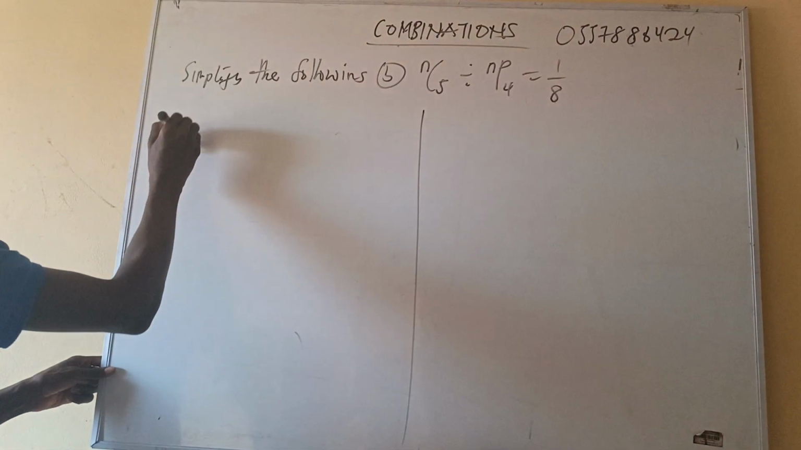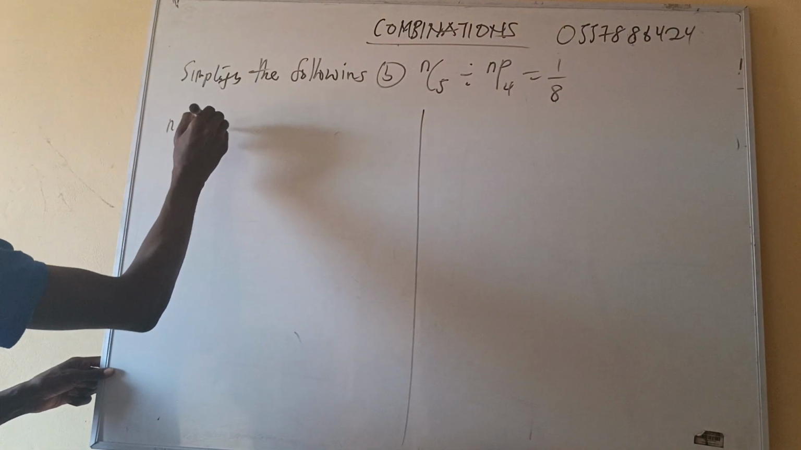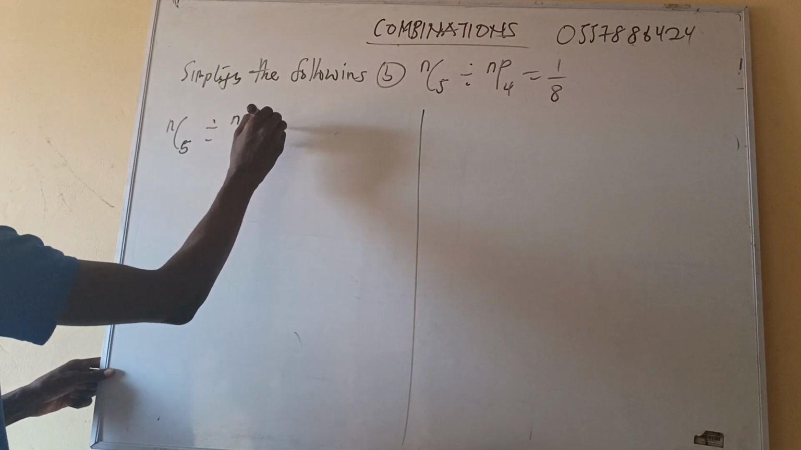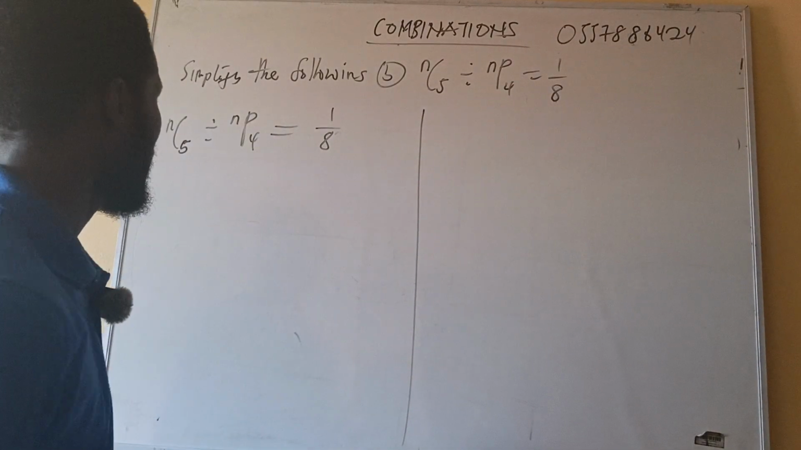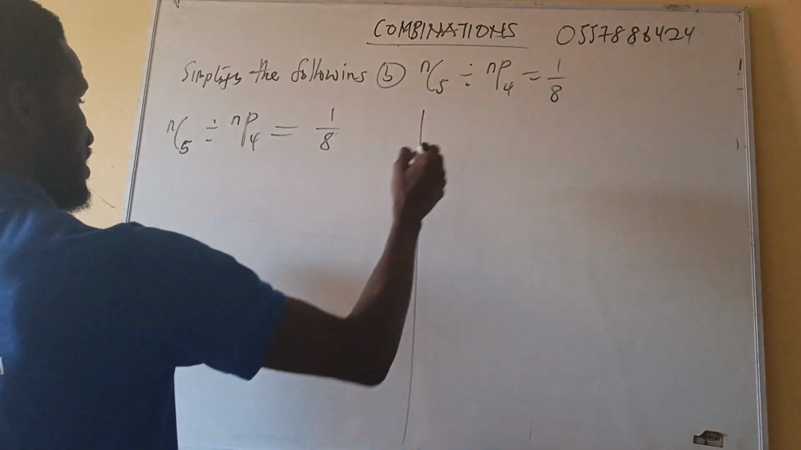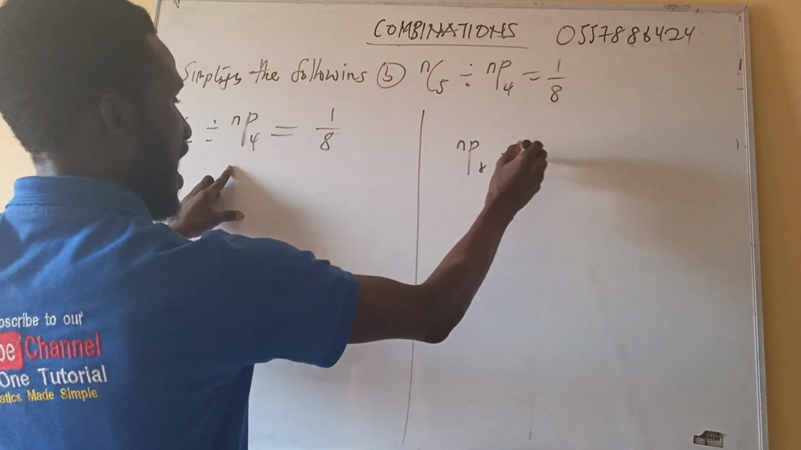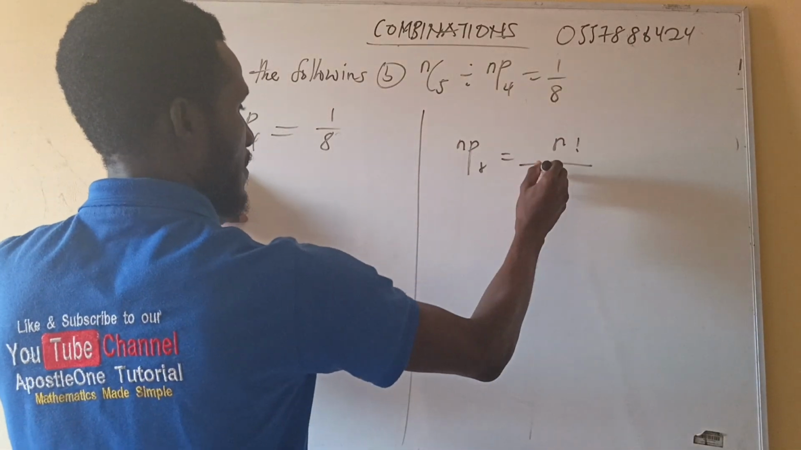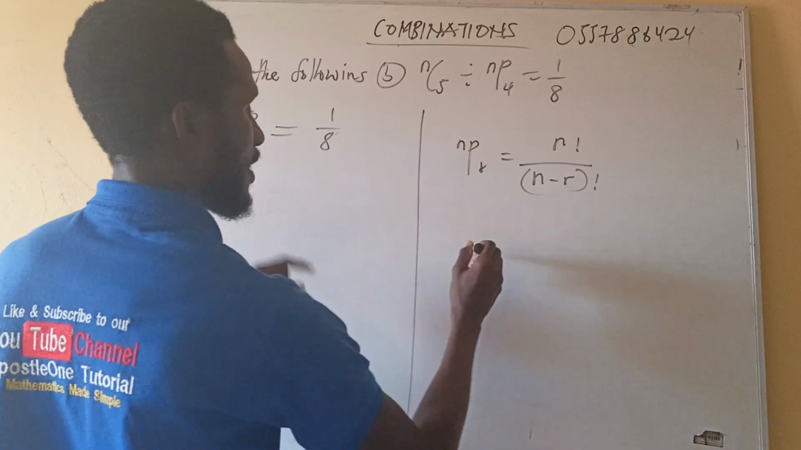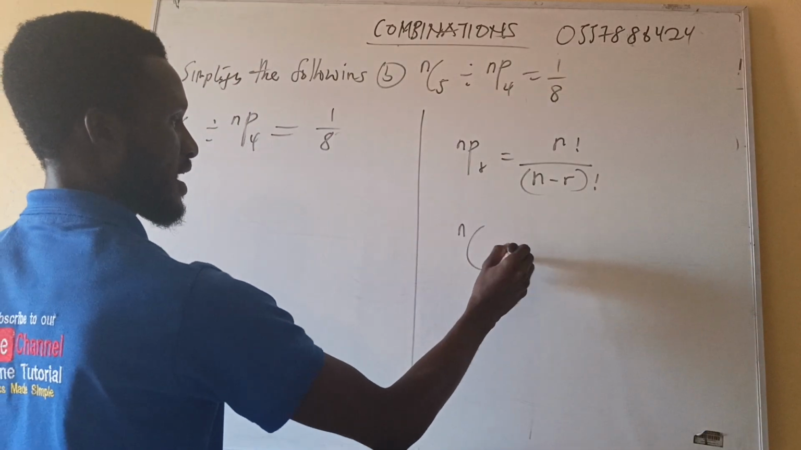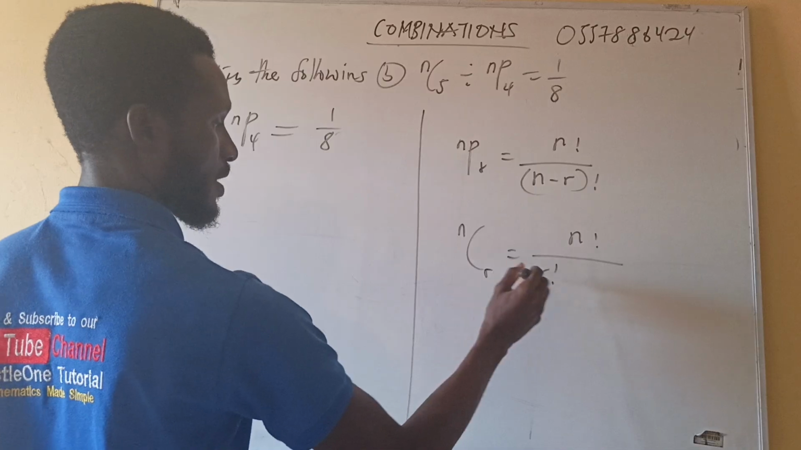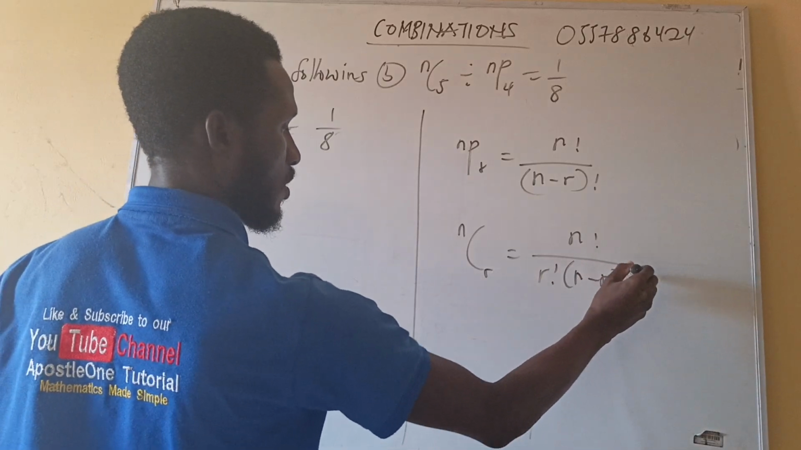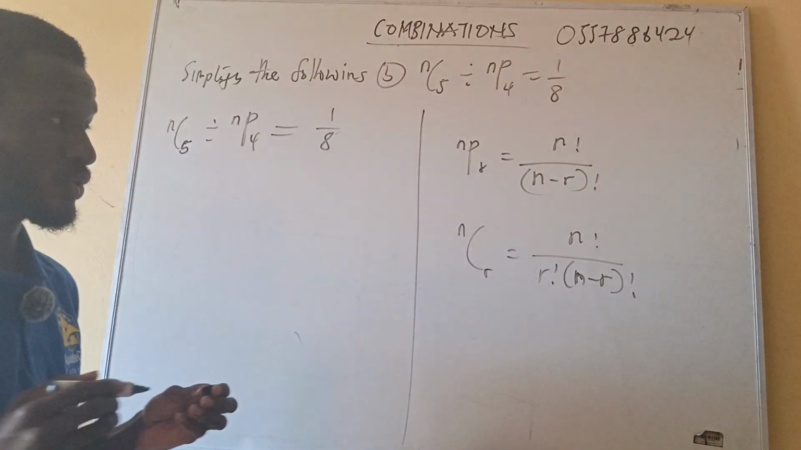Now, so we have n combination 5 divided by n permutation 4. Now, this one is equal to 1 out of 8. Don't forget that we have a formula for permutation. N permutation r is the same as n factorial divided by n minus r factorial. N combination r is n factorial divided by r factorial times n minus r all factorial. Don't forget, we are going to use that one.